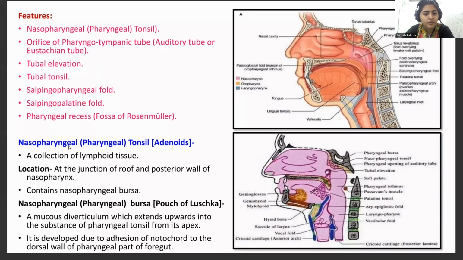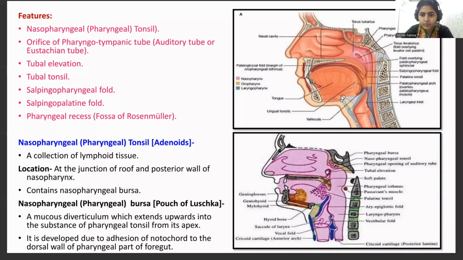Then we have the nasopharyngeal and pharyngeal tonsils, a collection of lymphoid tissue. Here you will see a collection of lymphoid tissue, located at the junction of the roof and posterior wall of the nasopharynx. It contains the pharyngeal bursa. The pharyngeal bursa is a pouch of Luschka, a mucous diverticulum which extends upward into the substance of the pharyngeal tonsil from its apex. It develops due to the adhesion of the notochord to the dorsal wall of the pharyngeal part of the foregut.